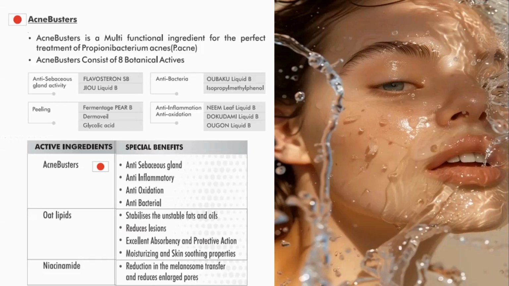So overall, TUBELiTE Akneklenz is trying to reduce the huge non-inflammatory and inflammatory acne coming over the skin due to the different phases of acne generation. As well as there are other ingredients like oat lipids and niacinamide, which try to reduce such enlarged pores and also give a moisturizing and skin soothing protection to the skin.